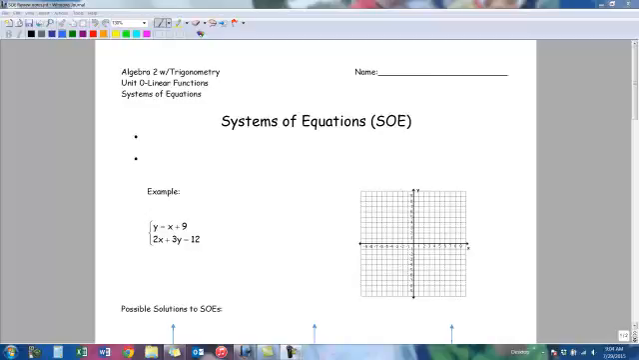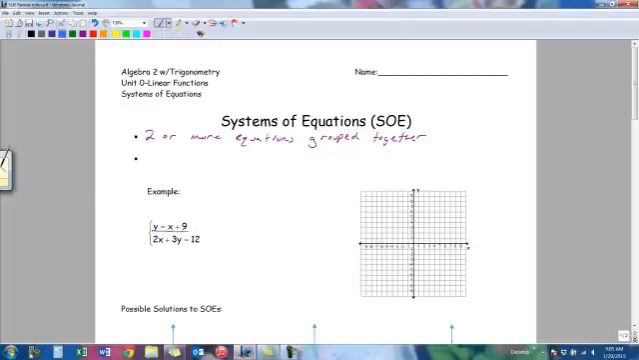Now, last year in geometry, you did quite a bit of systems of equations, and we learned a bunch about them in Algebra 1. So let's do a quick review before we get started in Algebra 2. Systems of equations are two or more equations grouped together. So, an example of one will be right here. Here's two equations. Now we're going to solve this one by graphing.